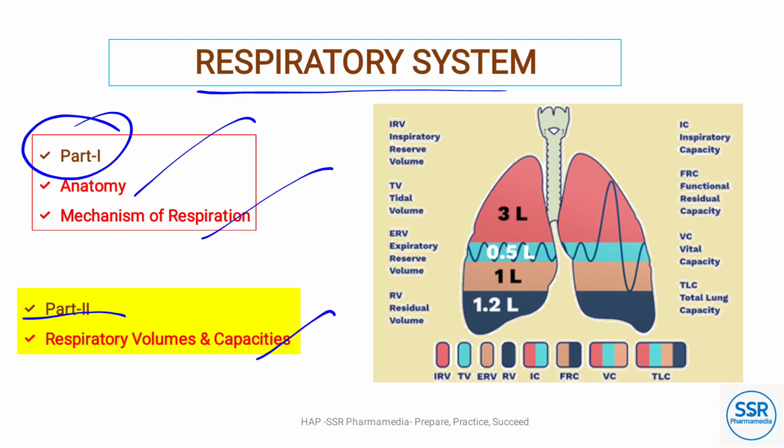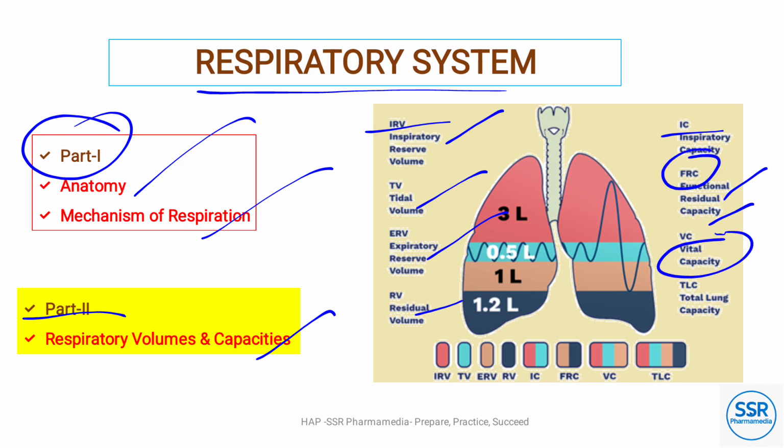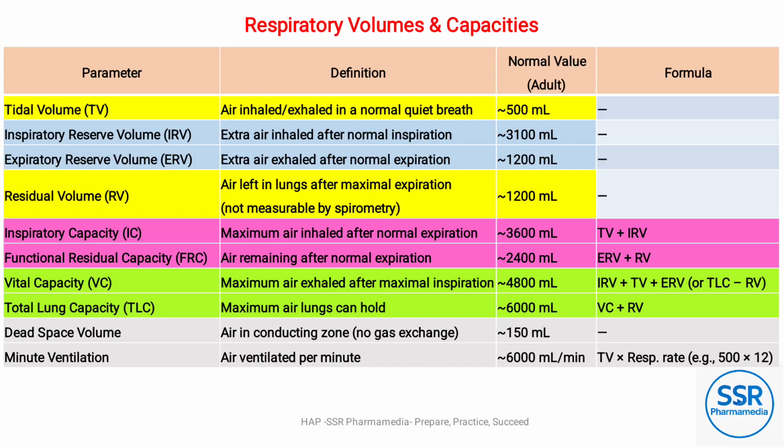In this picture there are various types of respiratory volumes and capacities. IRV means inspiratory reserve volume, then tidal volume, expiratory reserve volume, residual volume. FRC means functional residual capacity. VC means vital capacity, and TLC means total lung capacity. So, we'll see the parameters of respiratory volumes and capacities.